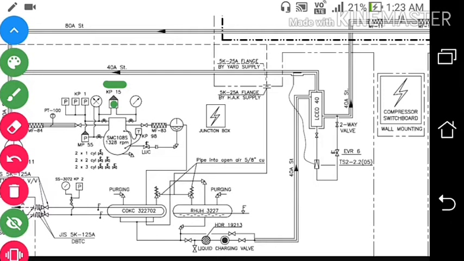If at the inlet to the compressor the pressure of the gas is low, which can be due to many reasons, the LP switch will activate and stop the compressor. This switch is directly connected with this junction box.